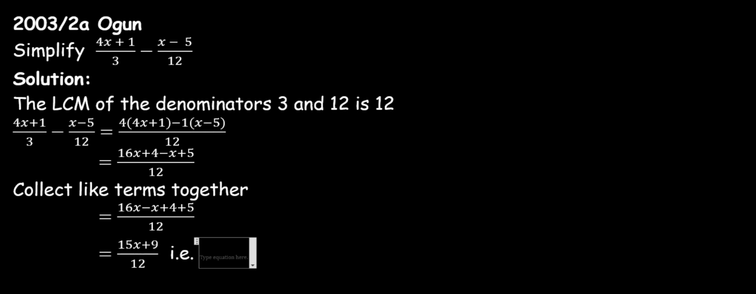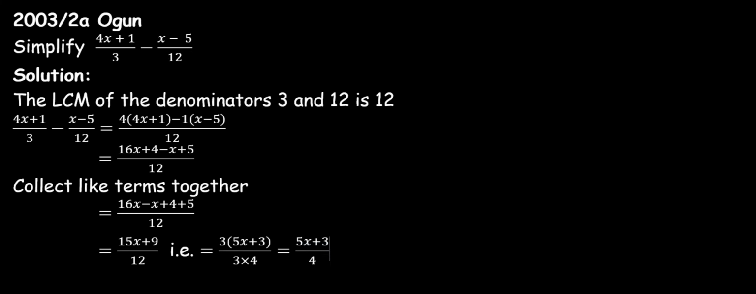If you look at the numerator, something is common. So we factor out 3. And when we factor out 3, it will now be 3 into bracket open 5x plus 3, divided by 3 times 4. 12 is 3 times 4. So our 3 will cancel out from numerator and denominator, and that will give us 5x plus 3 divided by 4. Yes, we've come to the end of the examples under this subtopic.